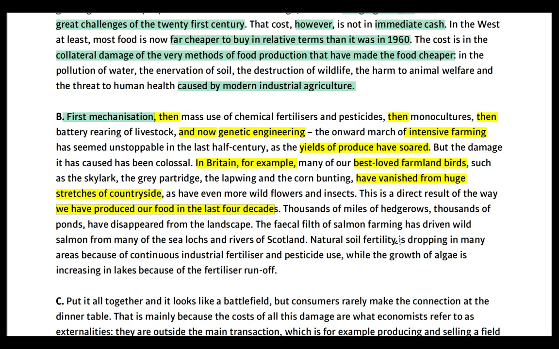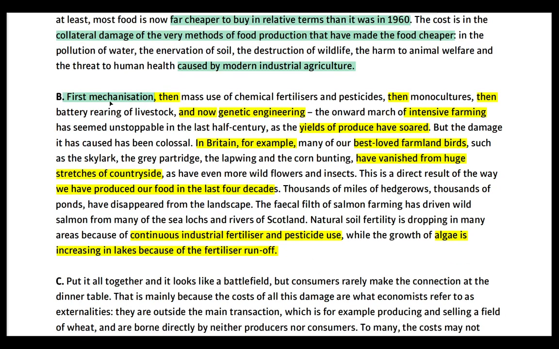Natural soil fertility is dropping in many areas because of continuous industrial fertilizer and pesticide use. And the growth of algae is increasing in lakes because of the fertilizer runoff, right? So algae is also increasing because the fertilizers stopped working. Now from B, let's make an inference. Inference is just making conclusions according to the information given.